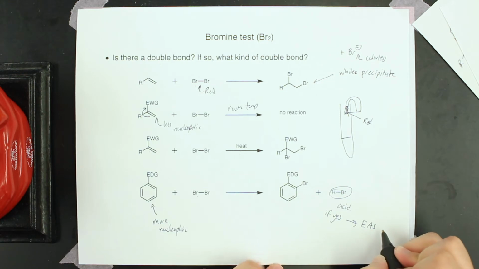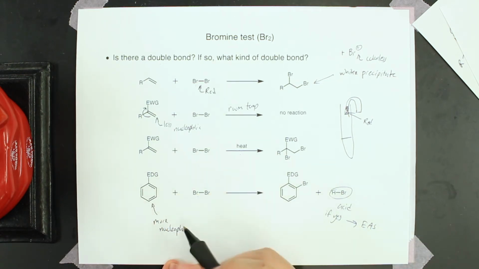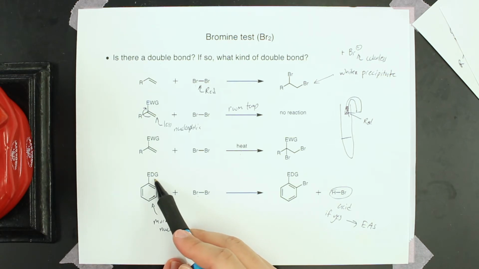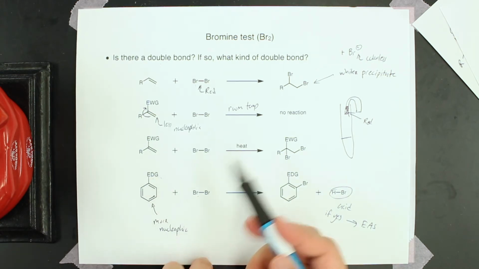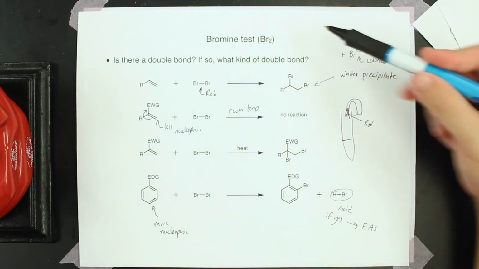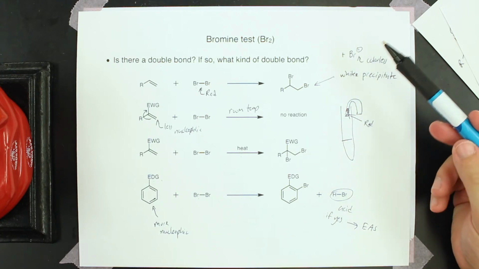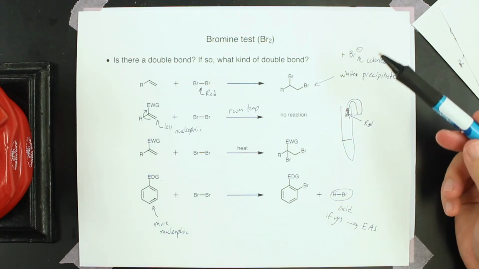And if this EAS reaction is occurring, we can conclude that there was a double bond, but that double bond was in a ring. And that ring probably had an electron donating group, making the ring more nucleophilic. So these are the different scenarios here. We're going to show you some known compounds in the lab, in the experimental, and it'll give us a good idea of what to observe in a positive test.